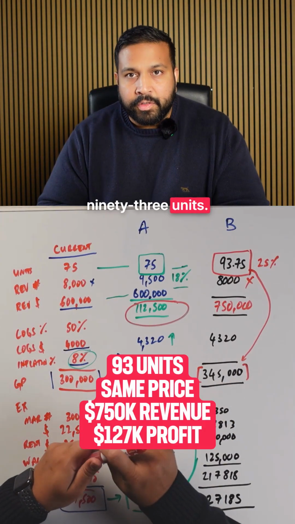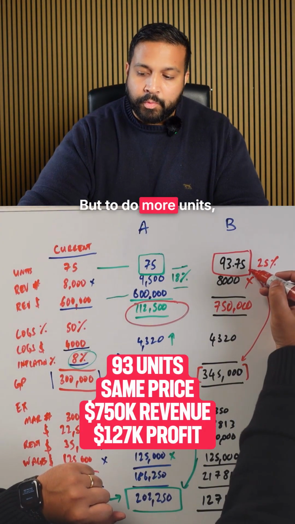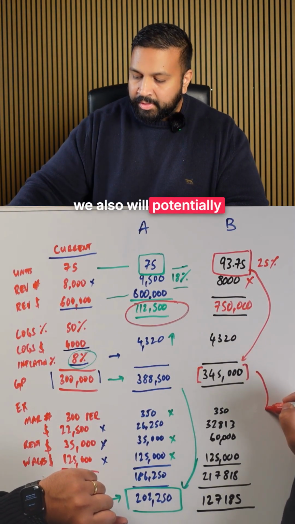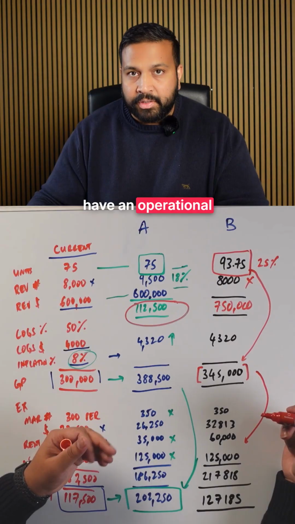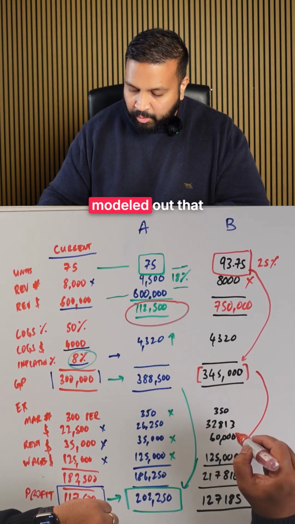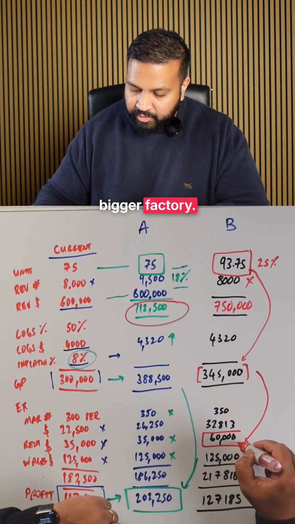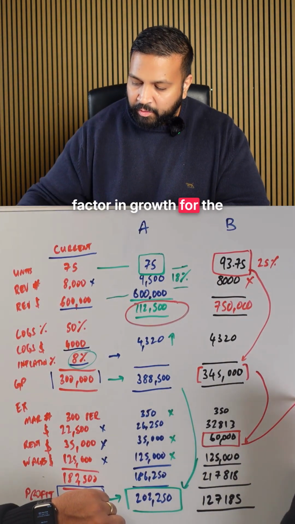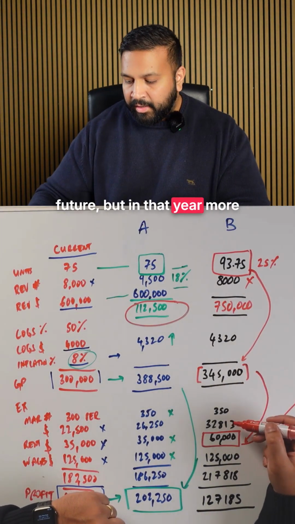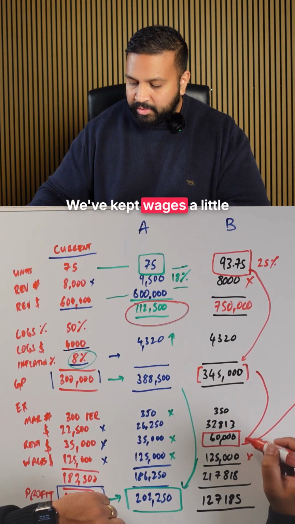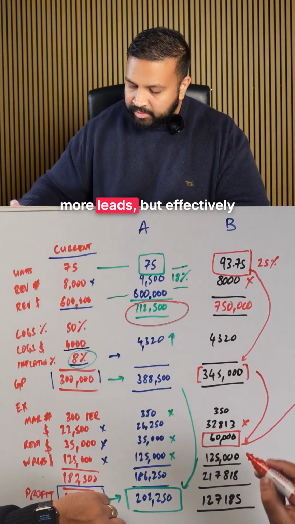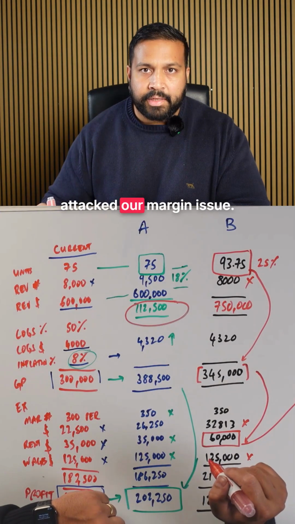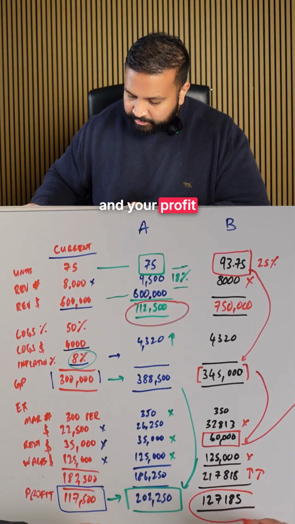Yes, we're at 93 units, amazing business growth. But to do more units, we've had a cost of goods increase, but we also will potentially have an operational expense increase. In this instance, we've modelled out that he would need a bigger factory. A bigger factory because his volume has increased. Yes, that factory might factor in growth for the future, but in that year, more costs have come through. We've kept wages, a little bit more marketing for the more leads, but effectively, costs have increased so much, we haven't attacked our margin issue, and your profit is only 10 grand more.